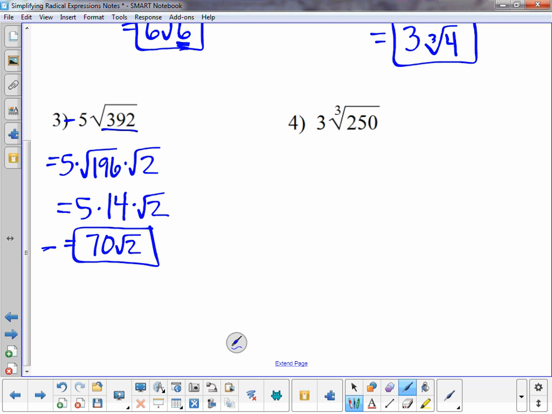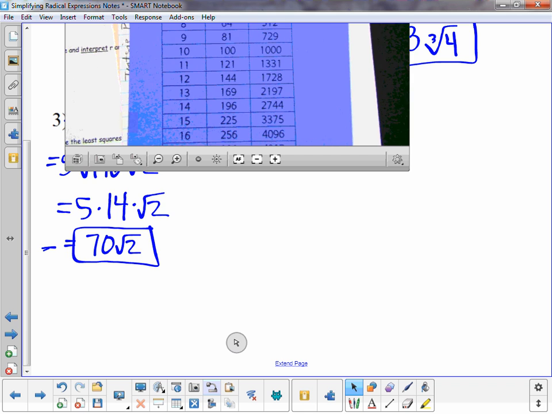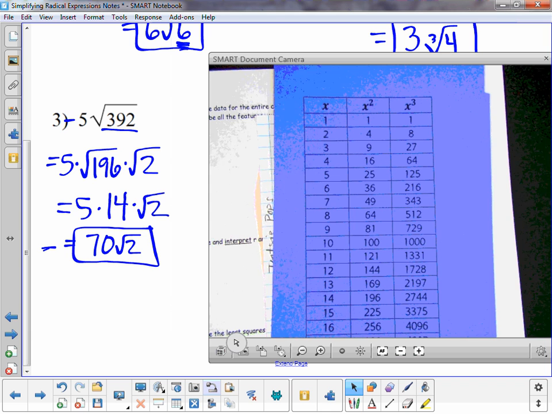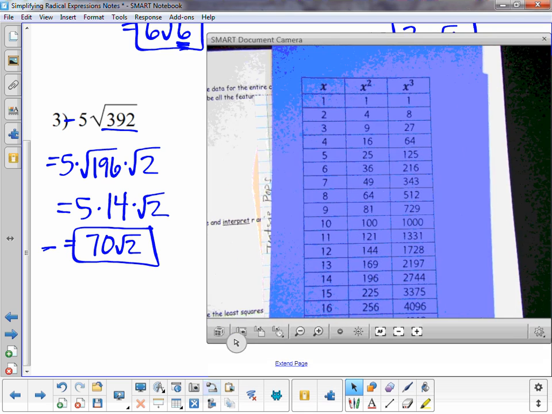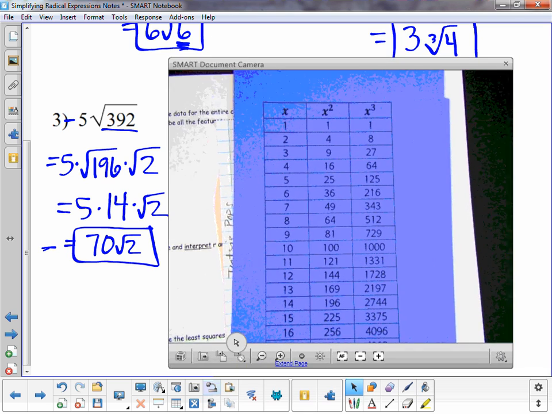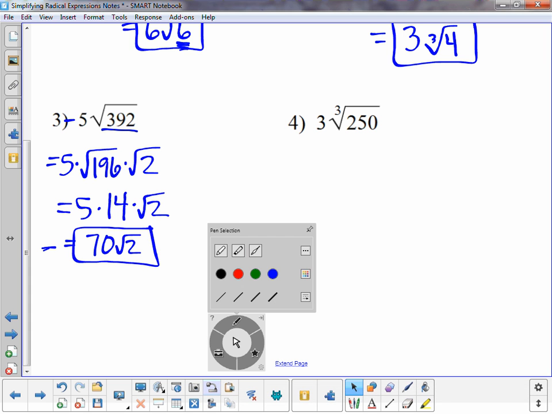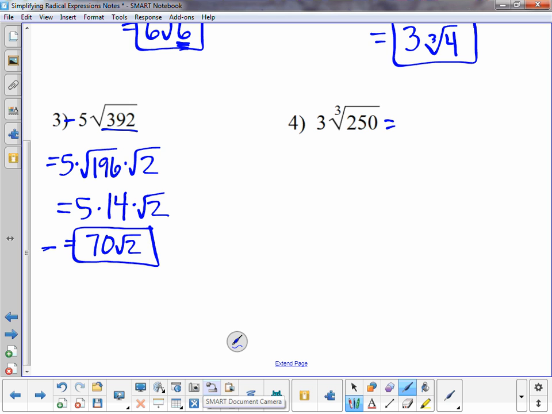Cube root. So think 250. When we're looking at our perfect cubes here, what's the largest perfect cube that could divide into 250? The largest one is the one that's half of it, which is 125. So then 125 is our factor that we want to use. So then you have the 3 out in front times the cube root of 125 times the cube root of 2, since 125 divides into 250 2 times.